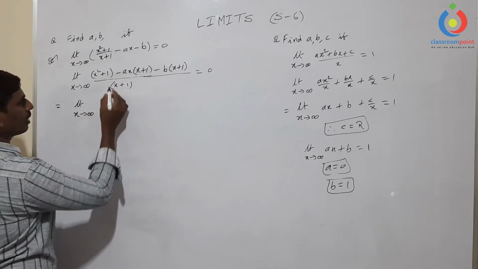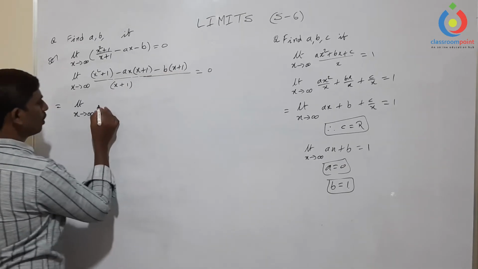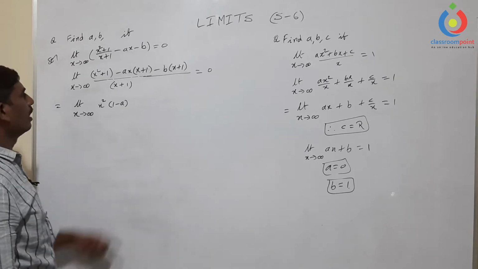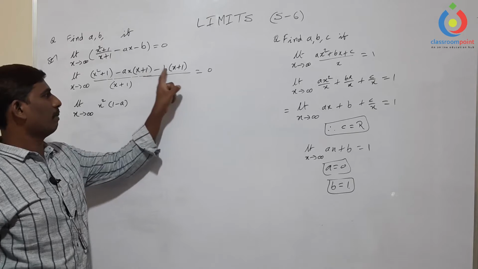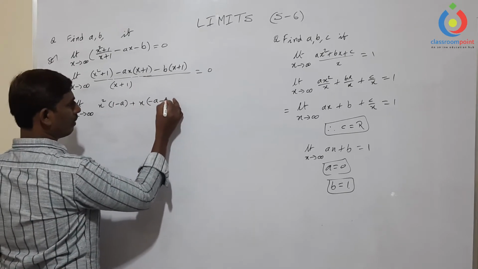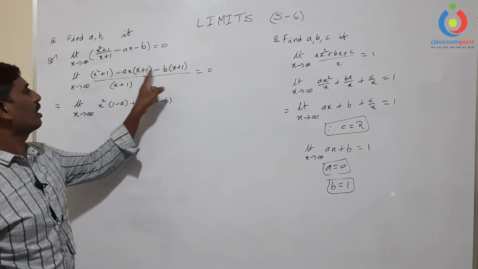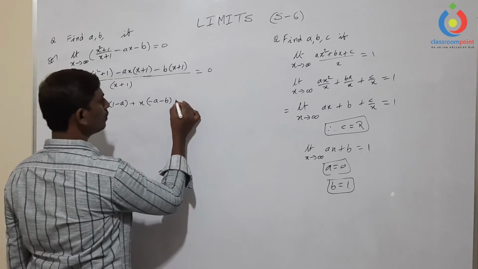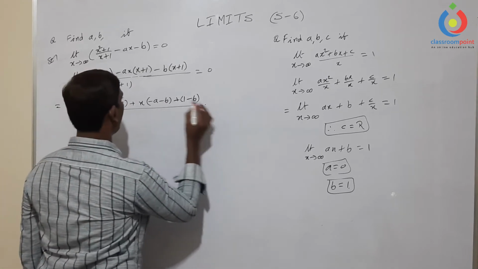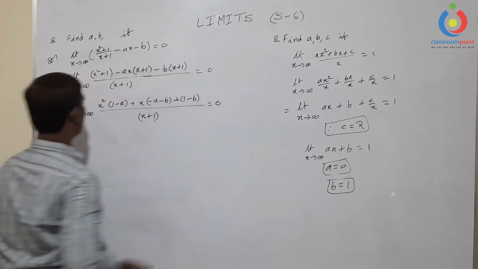Then x square quotients. Here x square quotient is 1, here x square quotient is minus a. So x square of 1 minus a. Next, x quotient minus a minus b. So plus x into minus a minus b. Then the remaining constants, this is plus 1. Here no constant, here minus b. So plus 1 minus b, whole divided by x plus 1 is equal to 0.